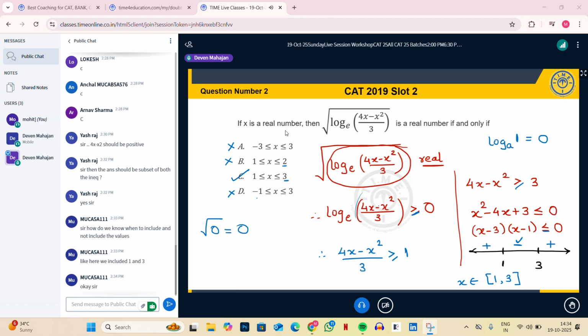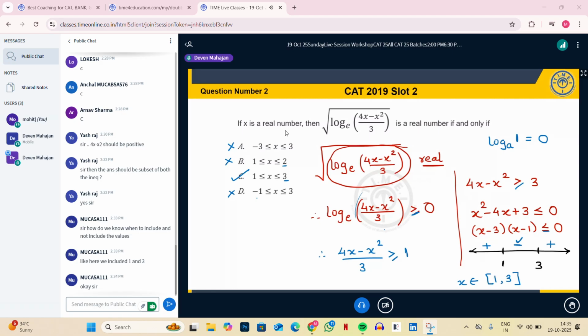It is not necessary that it has to be positive. It can be also equal to 0. So since it is equal to 0, that input that we are giving to the logarithm has to be greater than or equal to 1. And so it is greater than or equal to, इसलिए वो critical points themselves are also allowed.